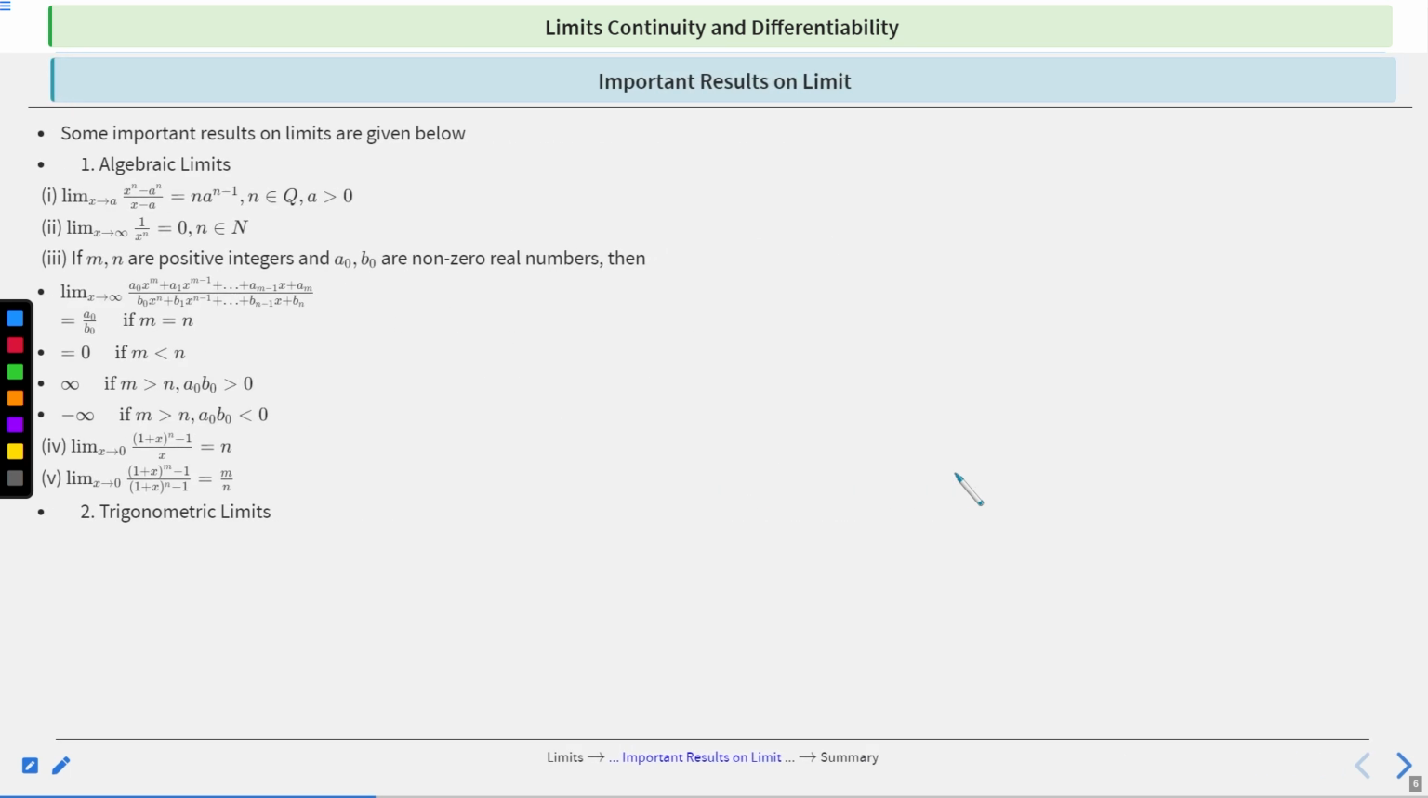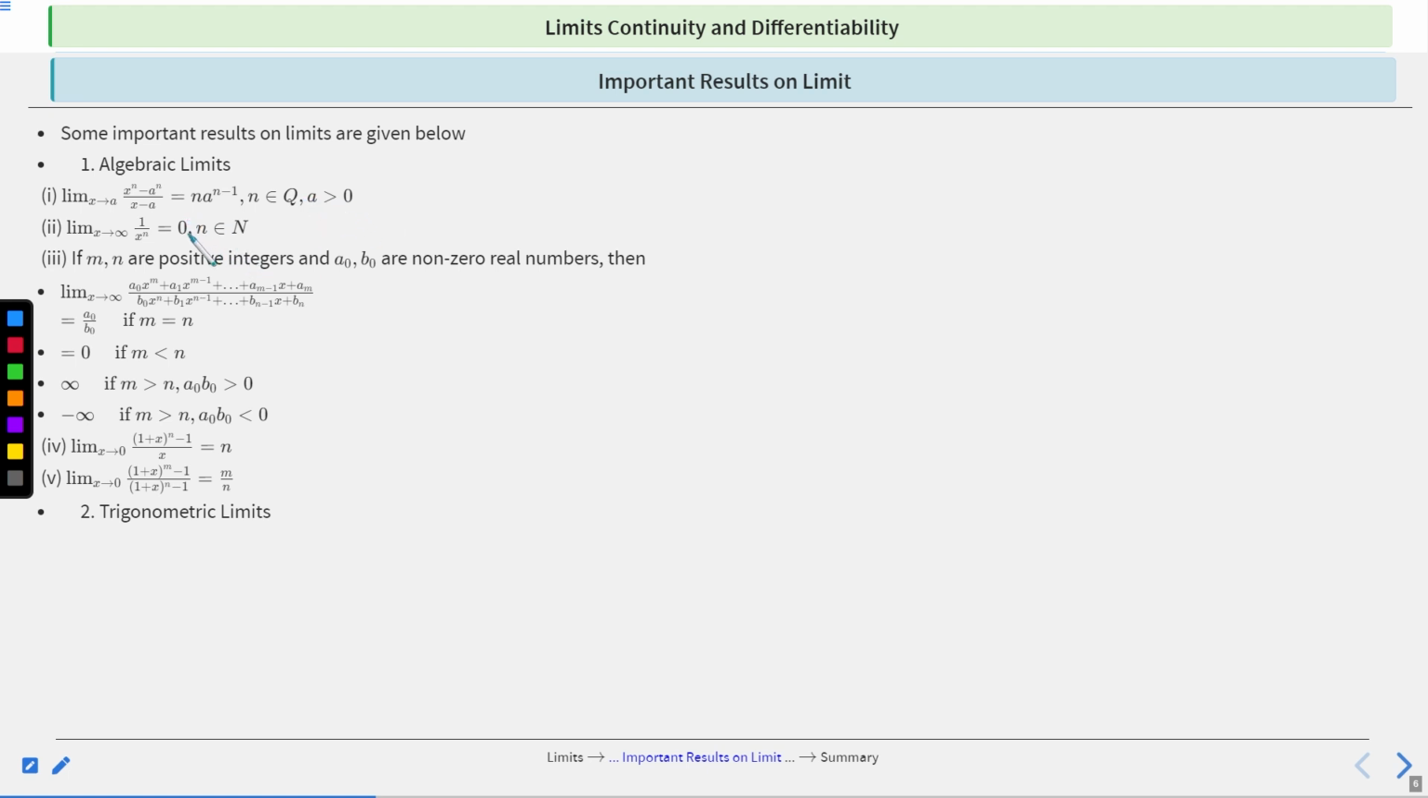Okay, let's move to the next part, which is the important results on limits. Some important results on the limits are given below. First is algebraic limits. You have to remember this formula: limit x tending to a of (x^n minus a^n) upon (x minus a) is equal to n a^(n minus 1), where n belongs to Q, which is rational, and a is greater than 0.